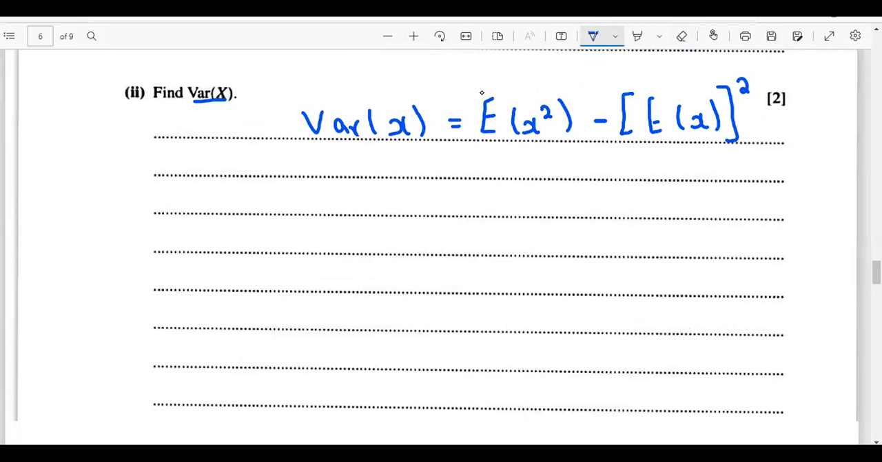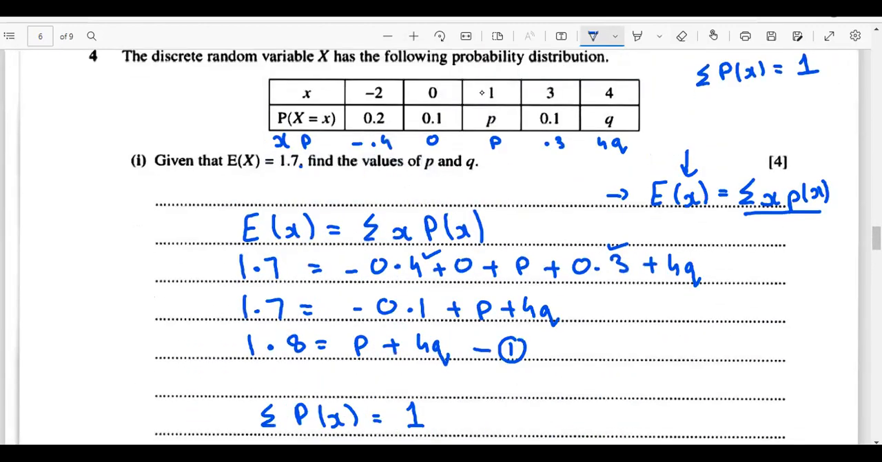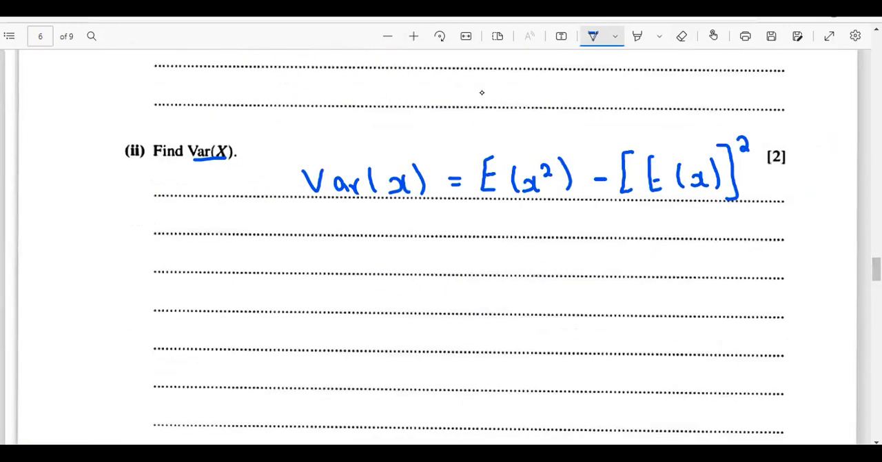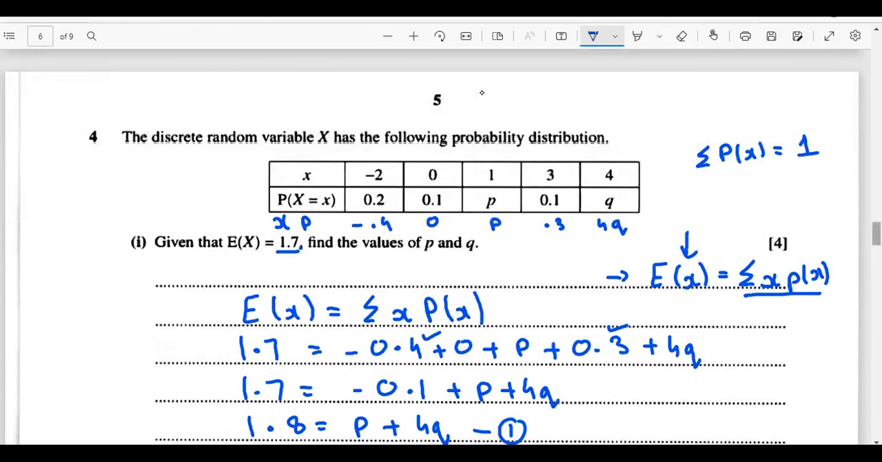As I was telling you, this is a 2-mark question, and the number of marks means the working would be less. Let's scroll up and see how much work we need to do. Expected value is already given, 1.7, so we square it and subtract. And I need to find this thing. How do we find expected value of any variable? We multiply it with the probability. First, I need to write down that variable. It would be x squared.